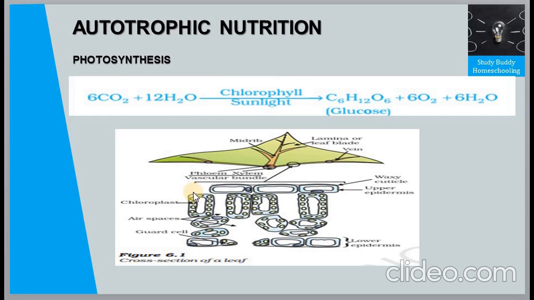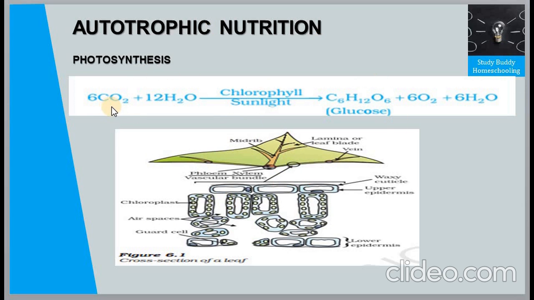You can see the picture here. It's a cross section of a leaf where you can see these chlorophyll molecules spread all over. They are abundantly present in the leaves. So these chlorophyll molecules are very important in the preparation of the food because they help in the absorption of the sunlight. This is the overall equation of photosynthesis.